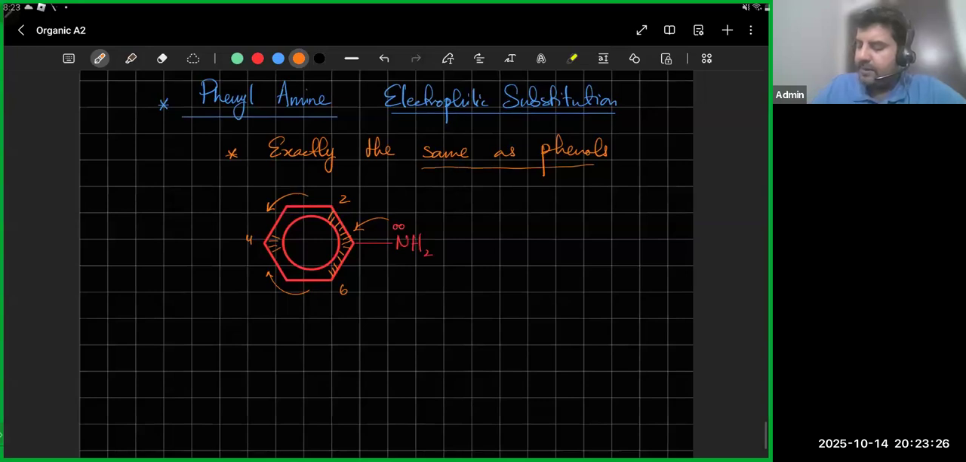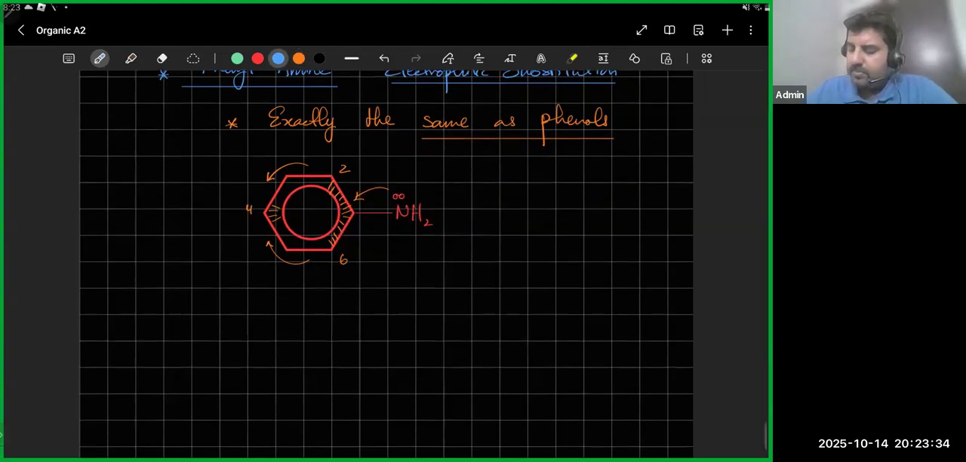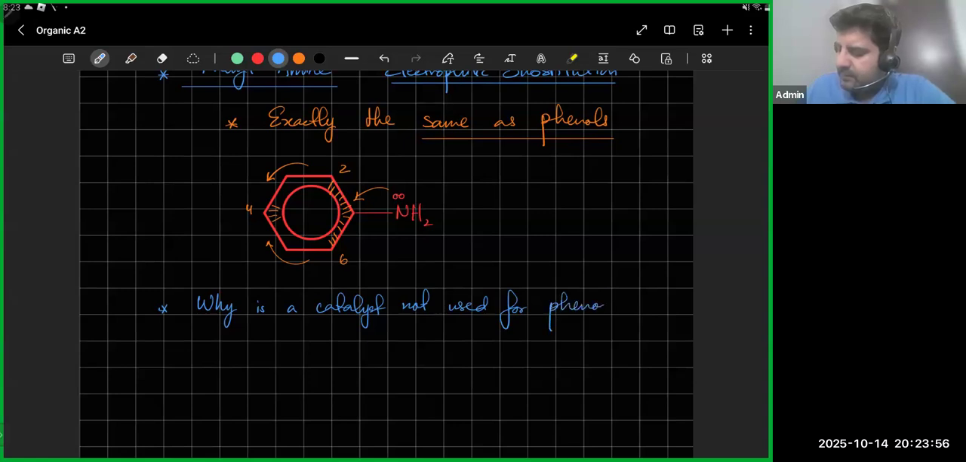So just keep that in mind. You're going to get the exact same reactions. Everything will be the same. You get a specific question on this, which is why is a catalyst not used for phenols or phenylamines, or why are the reactions faster?